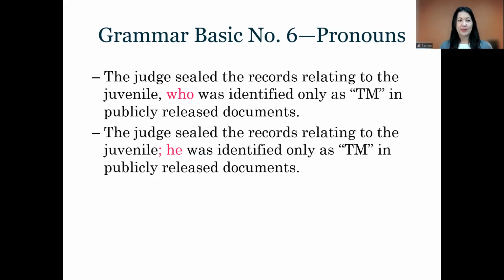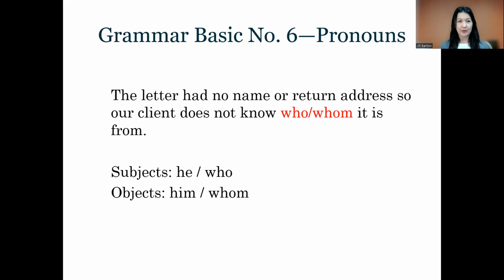Let's take a look here. The judge sealed the records relating to the juvenile who was identified only as TM. If we try to change that to be he or him, it's so clear in our mind that it should be he, because this is just a rule we know automatically. For some reason, who or whom just gets a little confusing. Let's take a look at another example.